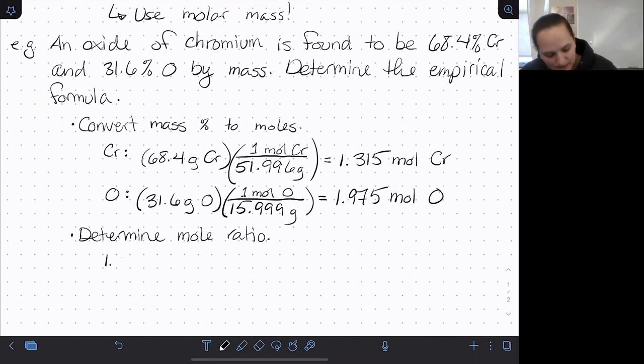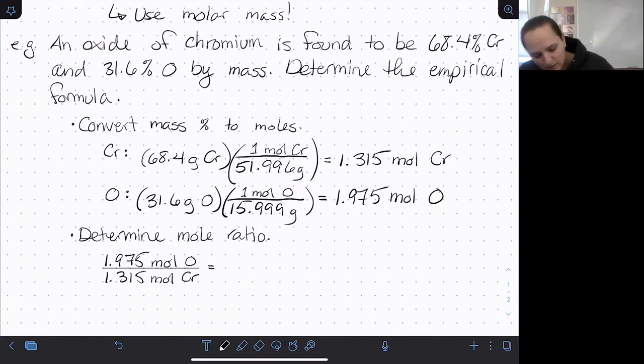So if we take the bigger one and divide it by the smaller one, we have 1.975 moles of oxygen for every 1.315 moles of chromium. If we do that division, what we end up with is a ratio of how many moles of oxygen are there for every 1 mole of chromium. And what it comes out to be is about 1.502.